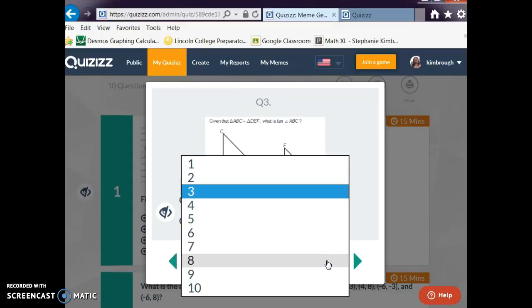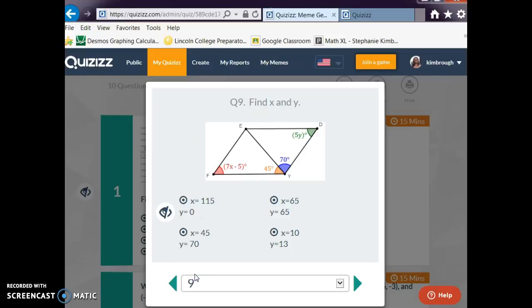Last problem. Problem number 9. We're going to find angle X and angle Y, or sorry, variable X and variable Y, knowing what we know with this shape. Wow. I think it's a parallelogram, or it could be a rhombus. Hey, I see 2 triangles here.